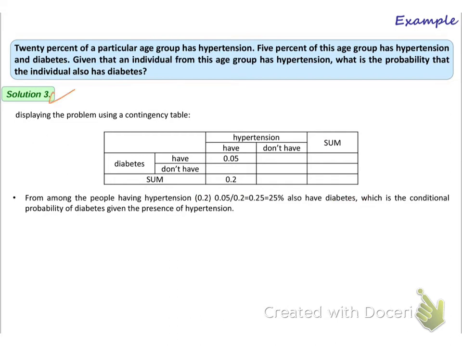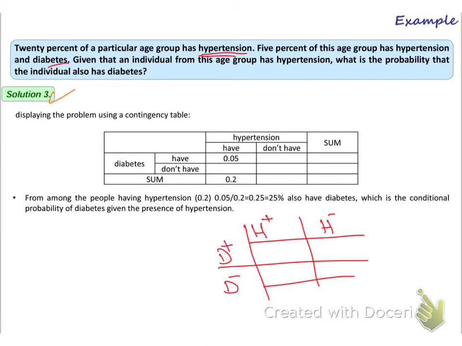Solution number 3 is actually also a good way to solve it. So we can say here that I have 20% of the particular group has hypertension. I have two characteristics, hypertension and diabetes. The one who has hypertension will be H positive, the one who doesn't have it will be H negative, and diabetes positive, diabetes negative. And then I'll put lines here.